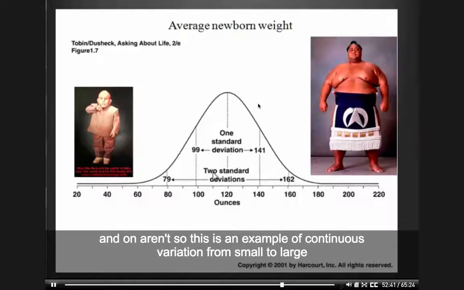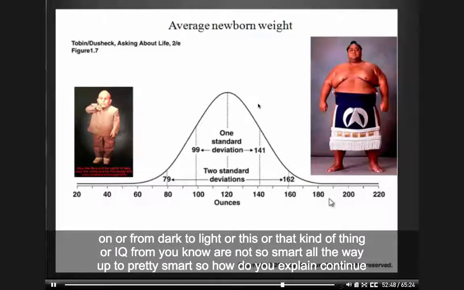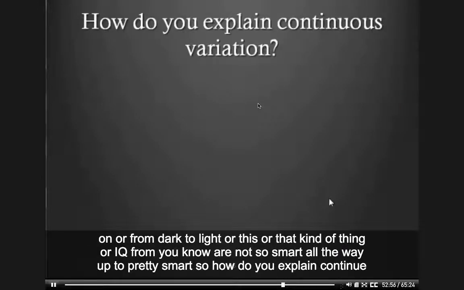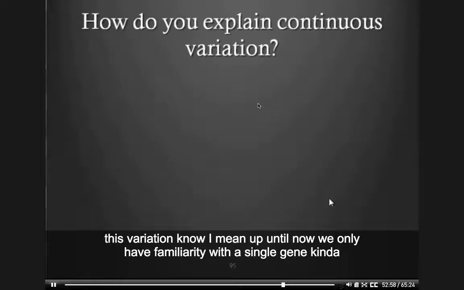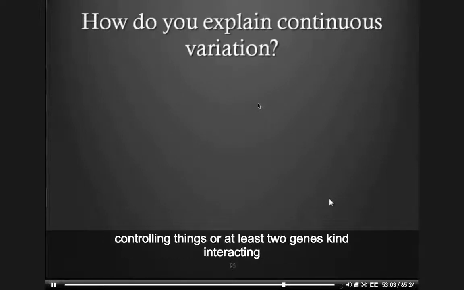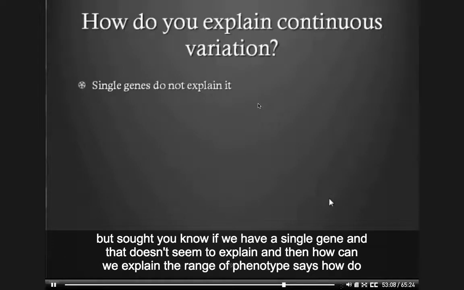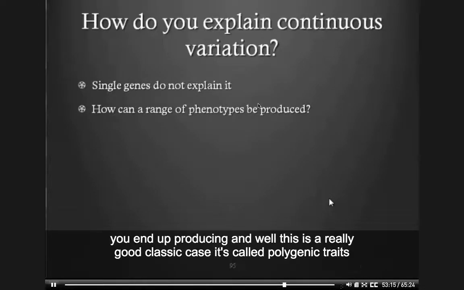And, all right, so this is an example of continuous variation. From small to large, or from dark to light, or that kind of thing, or IQ from not so smart all the way up to pretty smart. So how do you explain continuous variation, though? I mean, up until now, we only have familiarity with a single gene kind of controlling things, or at least two genes kind of interacting. But if we have a single gene and that doesn't seem to explain it, then how can we explain the range of phenotypes? How do you end up producing it?